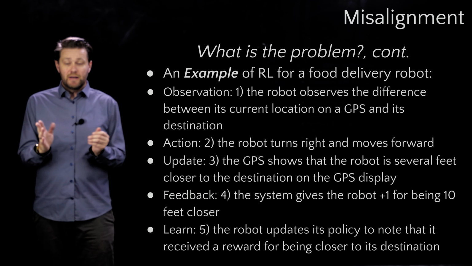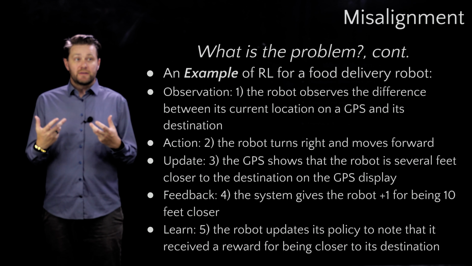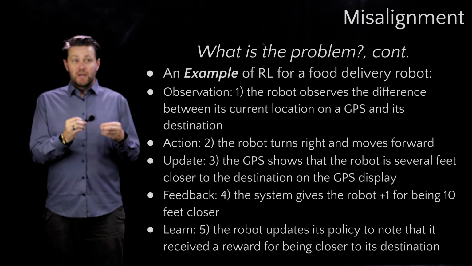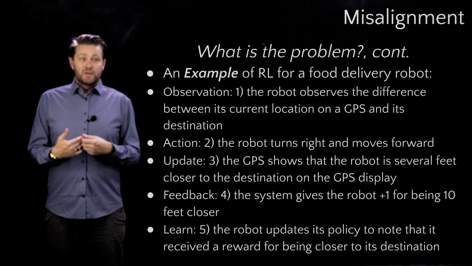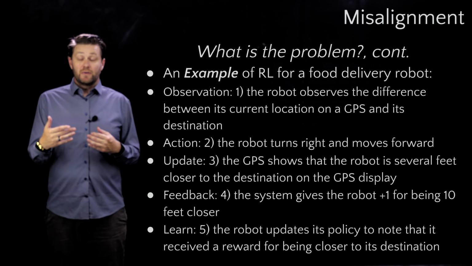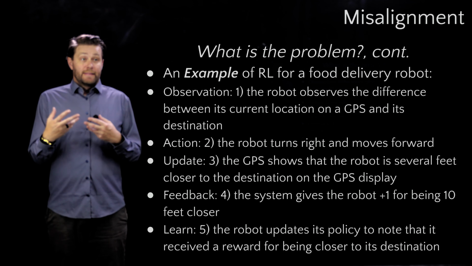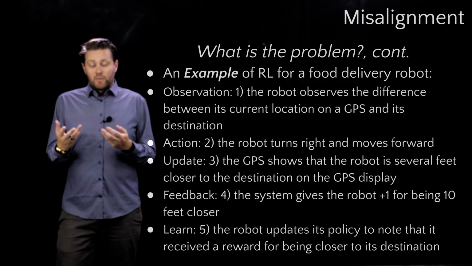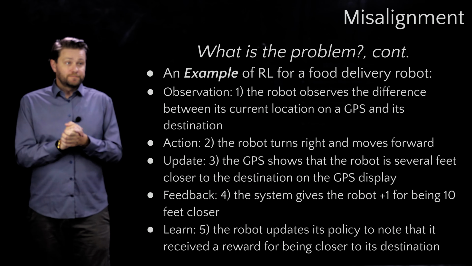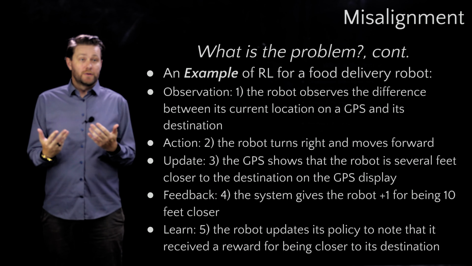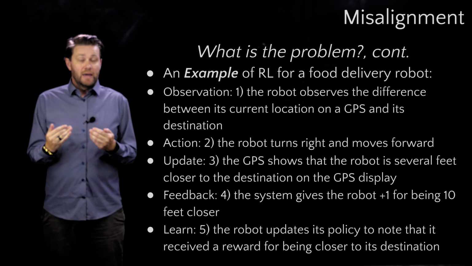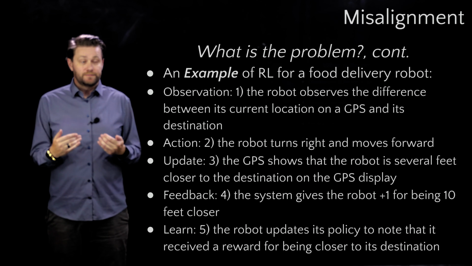Then there's some update. Now the agent observes that its location on the GPS is closer to the destination, and so the system would then give the food delivery robot, or the algorithm of the food delivery robot more specifically, some kind of scalar reward for being a little bit closer, and now the robot updates its policy.